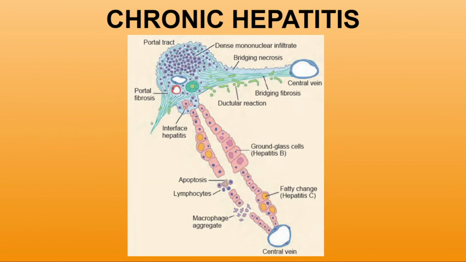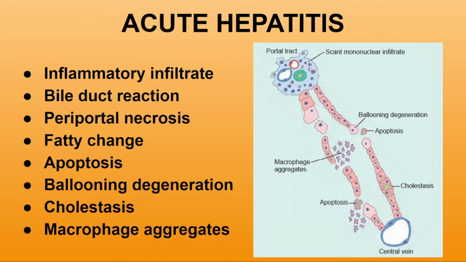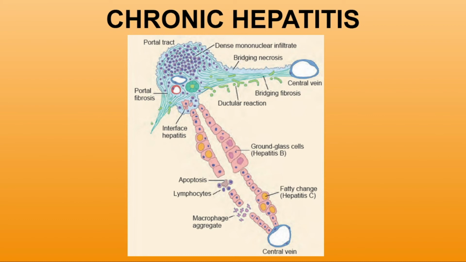Now let's move on to the pathological features in chronic hepatitis. First of all, over here you can see the dense inflammatory infiltrate. Previously, if you remember, we had a scanty amount of inflammatory infiltrate in acute hepatitis, while in the chronic one we will have dense inflammatory infiltrates. Now, a very important pathological feature of chronic hepatitis is the bridging fibrosis. As the name says, it bridges between the portal and the central vein.